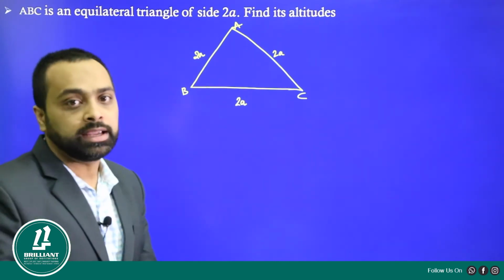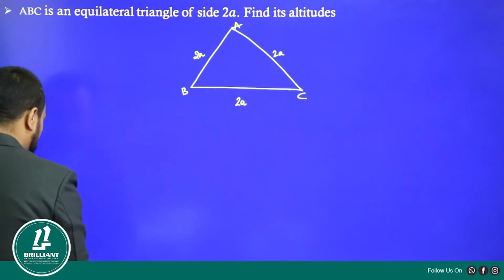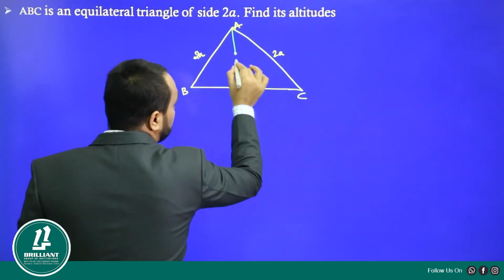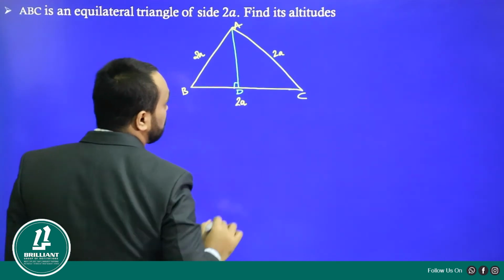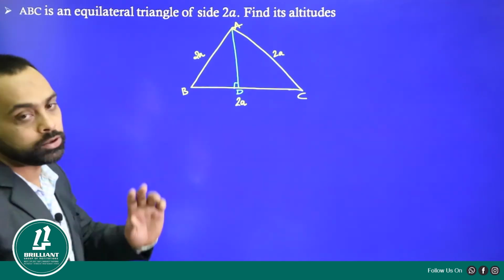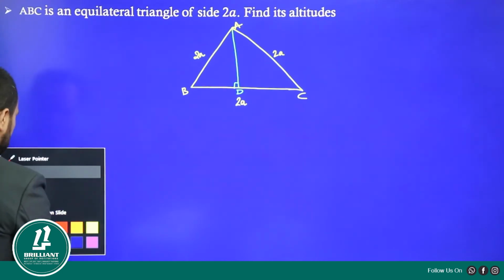We have to find its altitude. I am drawing one of the altitudes. Let the altitude be AD. AD is an altitude. We know that the altitude is perpendicular to the opposite side BC. We have to find the length of that altitude. That is the question. Okay, we can start the same way.